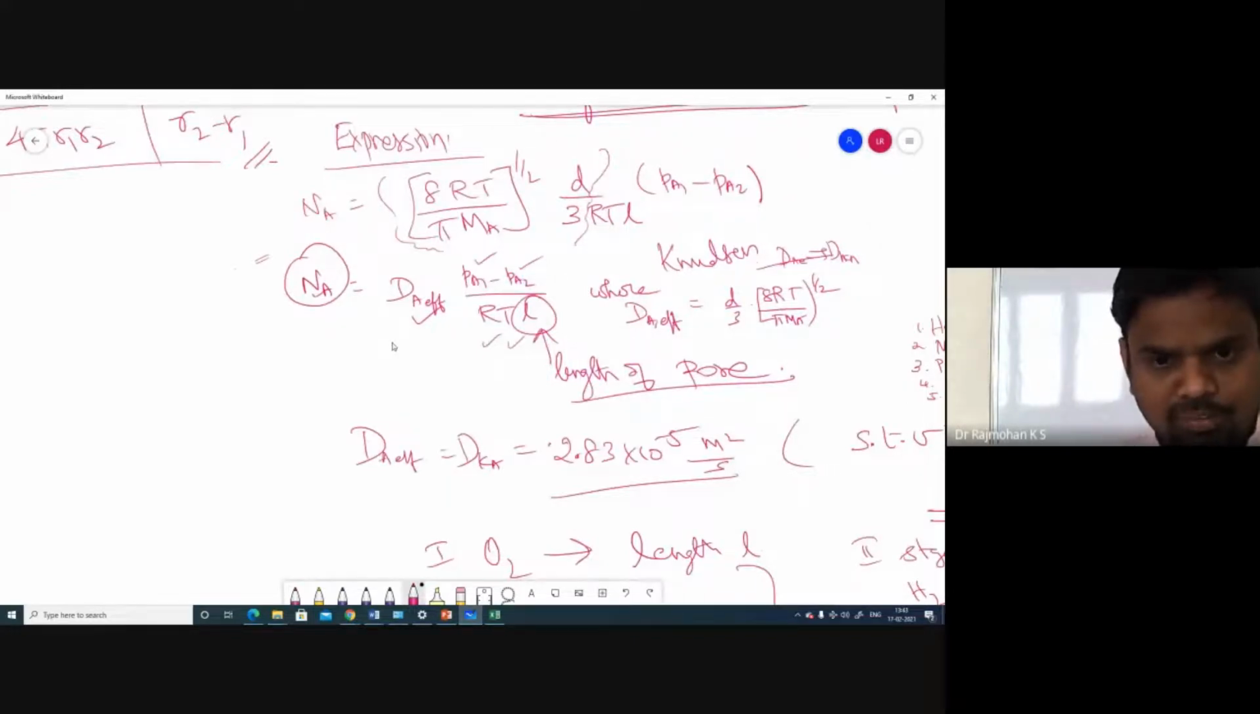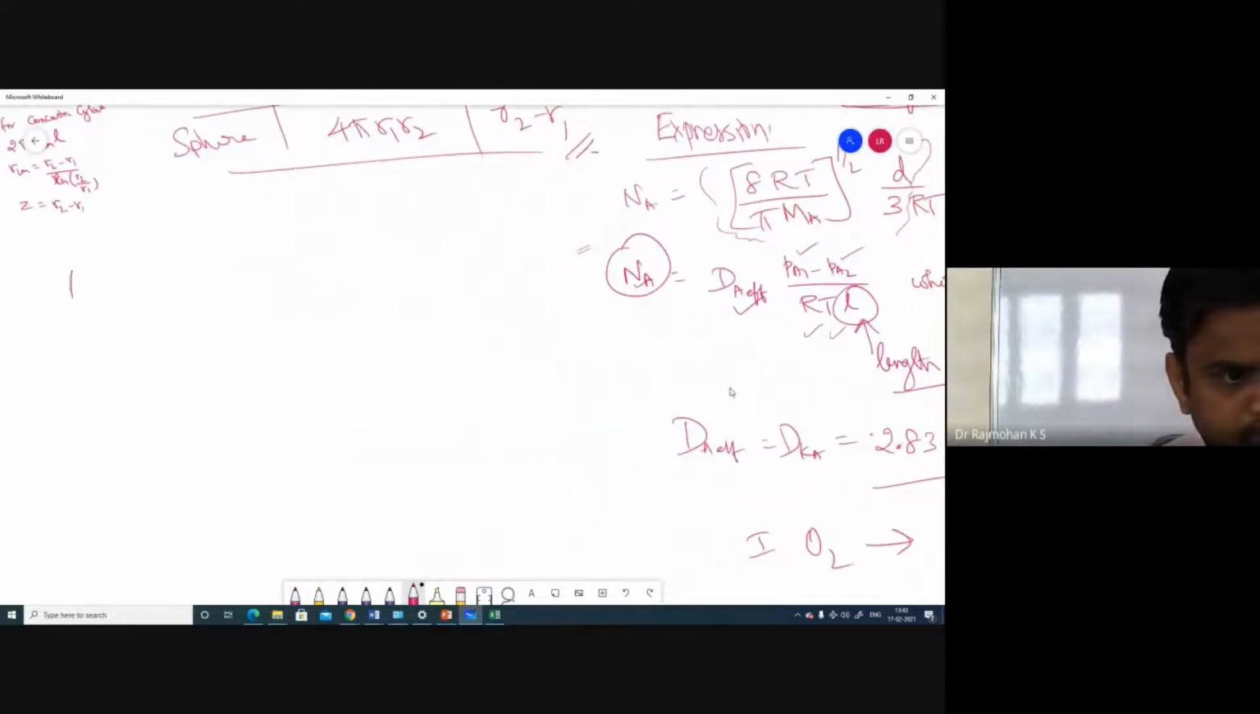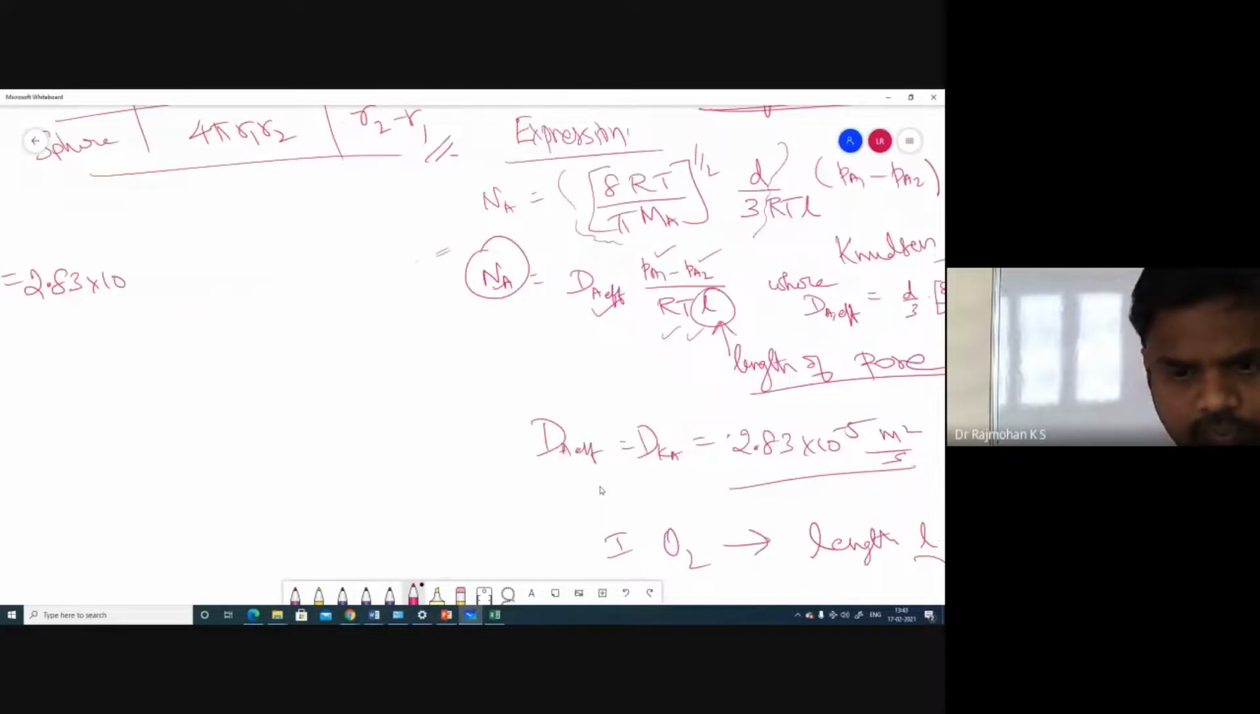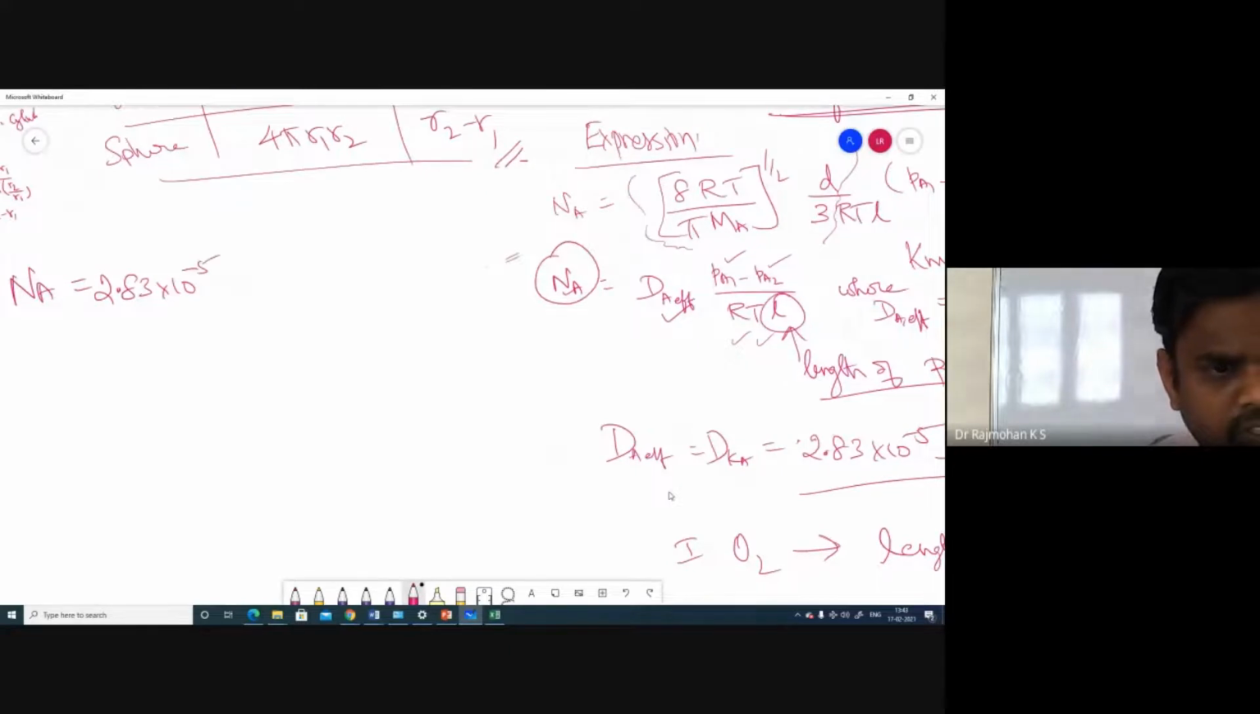Okay. So this is the expression for Na. Na is equal to dA effective, which is 2.83 into 10 power minus 5 meter square per second, into PA1 minus PA2. Okay, so PA1 is given as how much? 20 mm mercury. So we have to convert that. That is actually P total, right? P total equals PA1 because XA is 1.